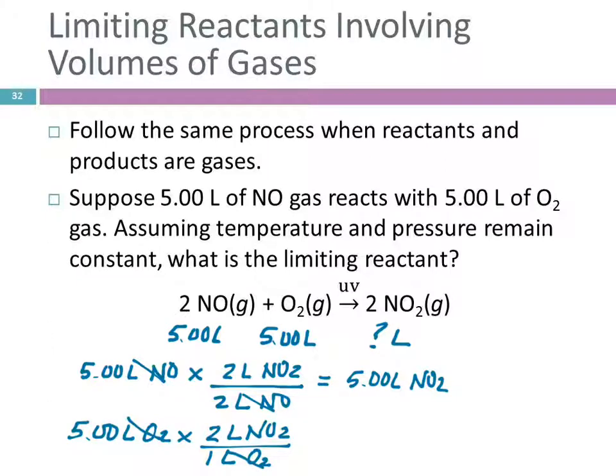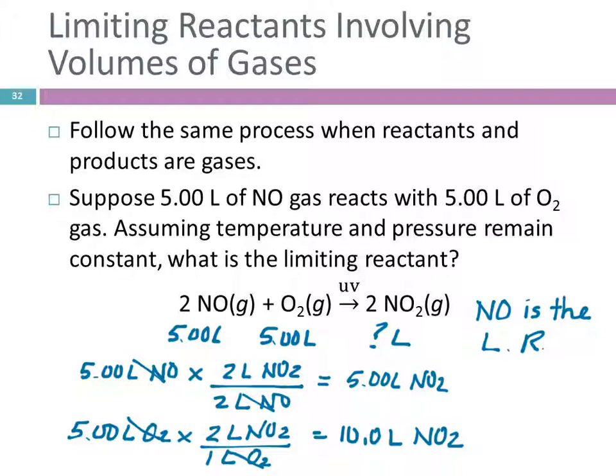Units. Okay. 5 times 2 is what, 10? I think 10 liters. What's the limiting reactant? No, that's the answer, not I'm telling you you're wrong. Nitrogen monoxide. It gave the smaller answer. Nitrogen monoxide is the limiting reactant.